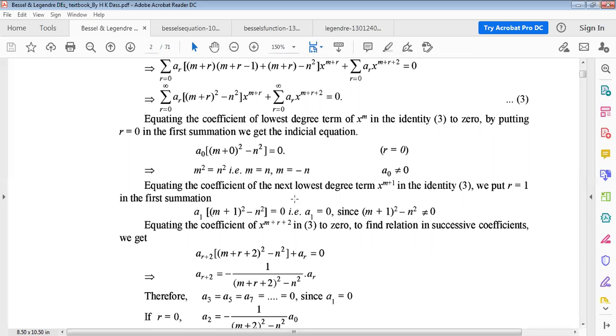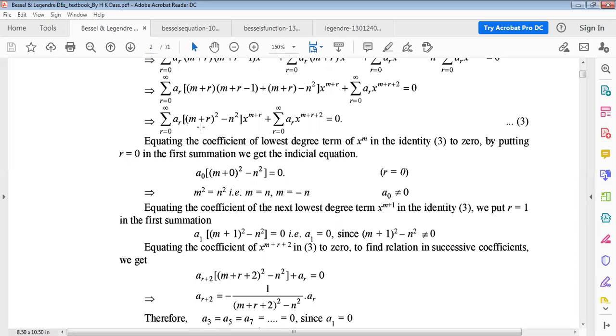Now equating the coefficient of the next lowest term, x to the power m plus 1. After x to the power m, another term which one? x to the power m plus 1. So if we take r equals 1, then we get a1 times ((m + 1)² minus n²). Just putting r equals 1, and this will be the n², and this will be the 0. Just equating the coefficients on both sides, so we get a1 equals 0, since this is not equal to 0 because m is not 0.